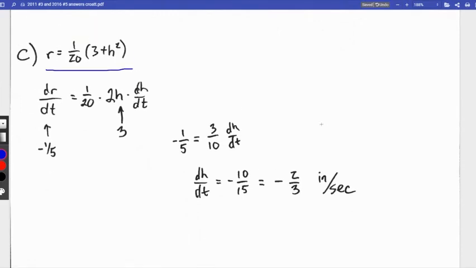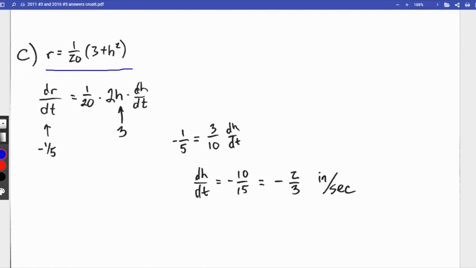Part C, the function contains... instant with the height. Okay, so when h equals 3, the radius is decreasing at a rate of 1/5. So I've got my radius equation, and I guess I wrote it down here because I wanted to see what I was taking the derivative of, dr/dt, and then the derivative of this stuff is just 1/20th times the derivative of this, and then here again, dh/dt, don't forget about that.